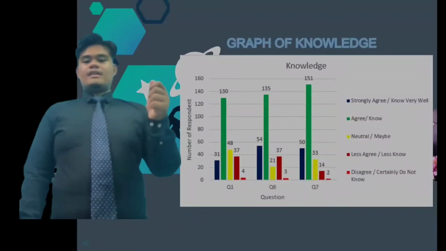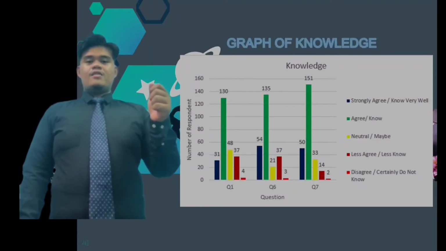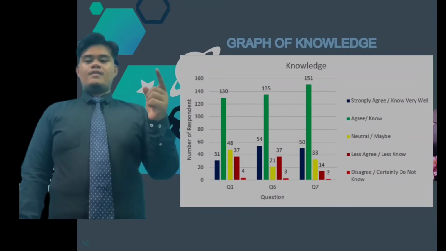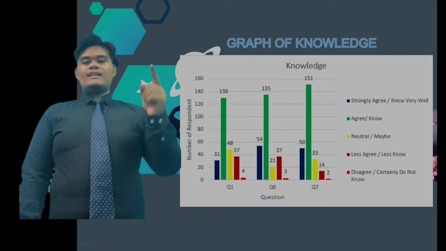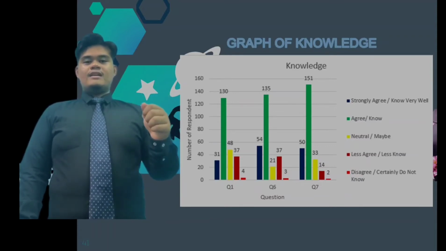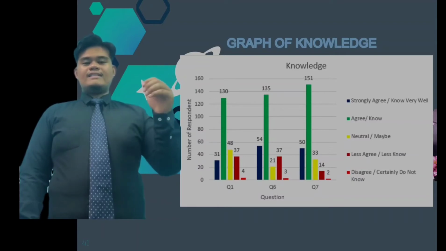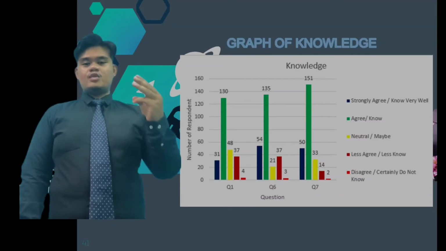So, this is a graph for objective 3 to determine the knowledge of food as innovation product. This is for the knowledge for phase 1. The highest respondent who selected no was 130 respondents, and the lowest respondent who responded certainly do not know was 4 respondents. For the next question, the highest respondent was 135, and the lowest who responded certainly do not know was 3 respondents.